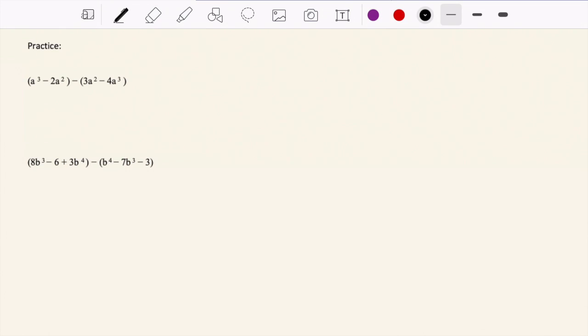Those 3 steps for these 2 practice problems. All right, so our first step is to go ahead and rewrite the first piece without the parentheses, so dropping those first set of parentheses. And then our second step is to distribute the -1. So -1 times 3a squared becomes -3a squared.